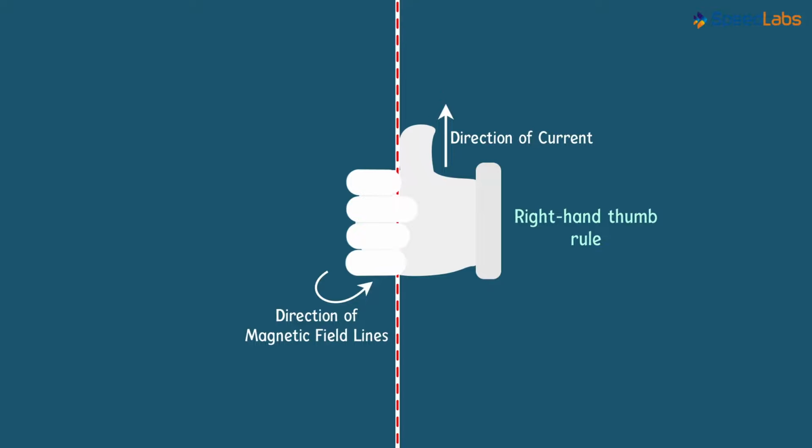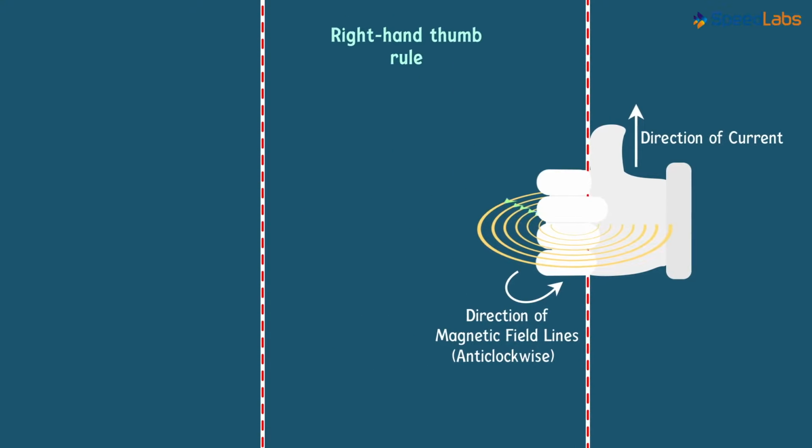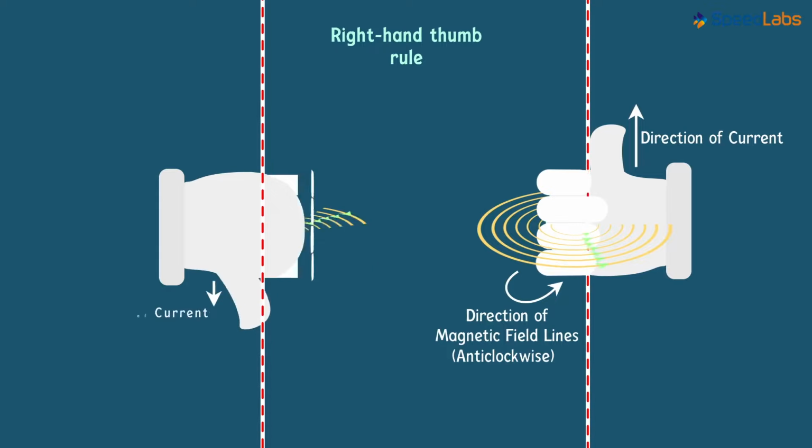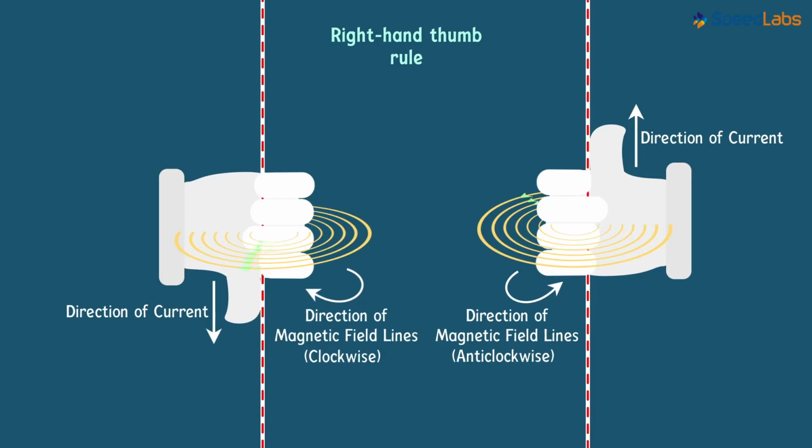So for a straight current-carrying wire, the magnetic field lines are concentric circles, and if the wire carries current in an upward direction, then the magnetic field lines are in an anti-clockwise direction. And if the current is in the downward direction, then the field lines are in a clockwise direction. Remember, in both cases, you're using your right hand.